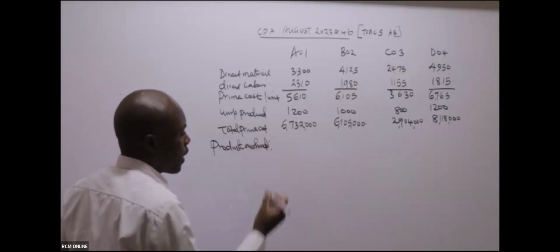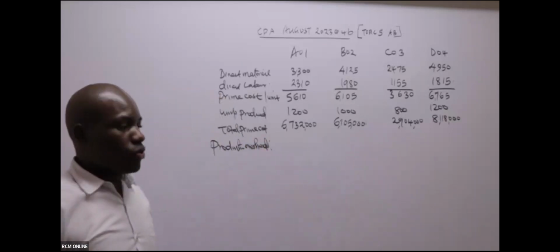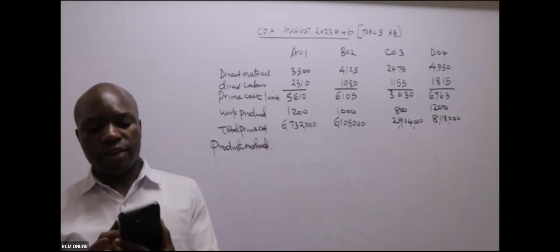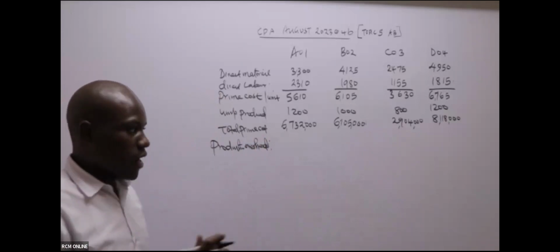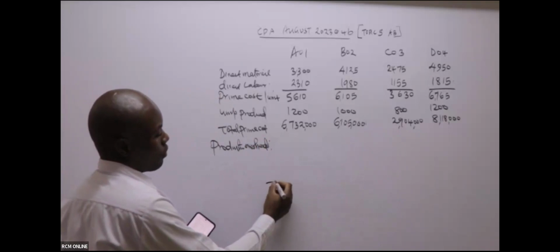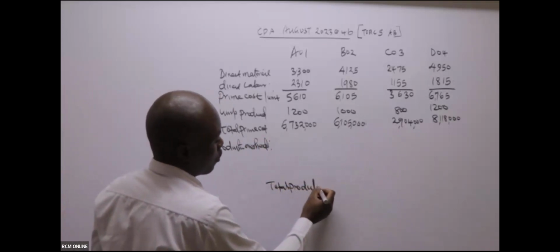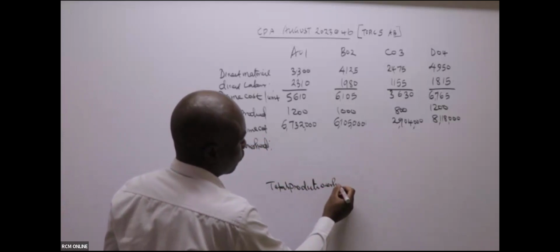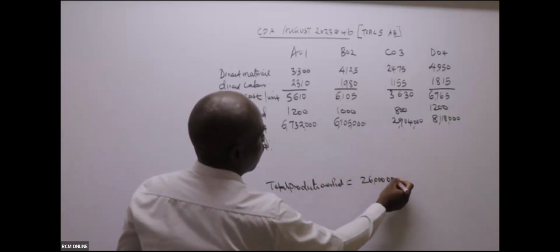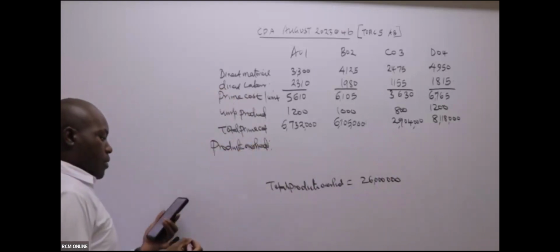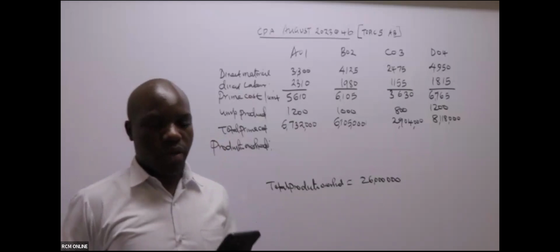The production overheads here are supposed to be distributed to the 4 products. So are we able to get the total production overhead? Yes. Additional information number 2, the second column is giving us total production overhead, which is equal to 26 million.